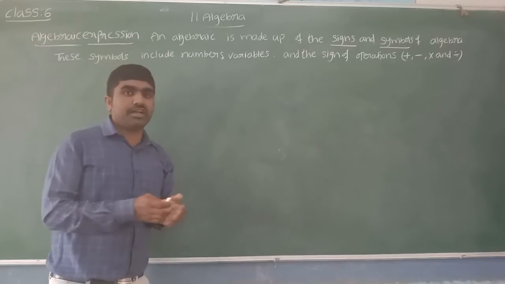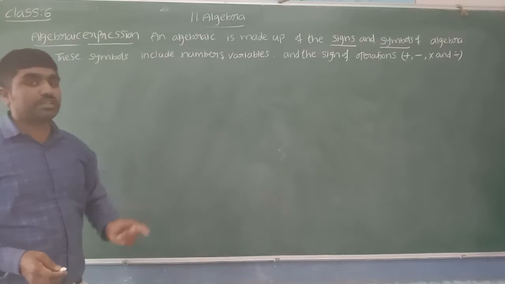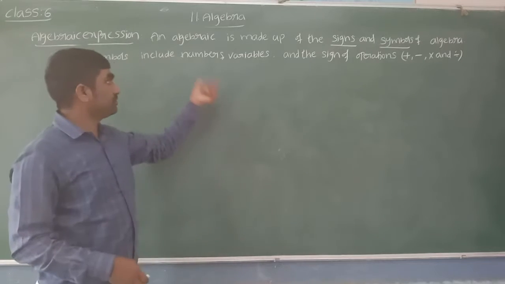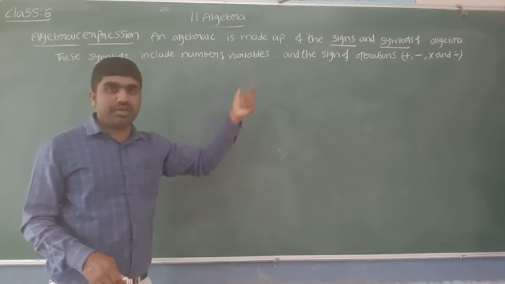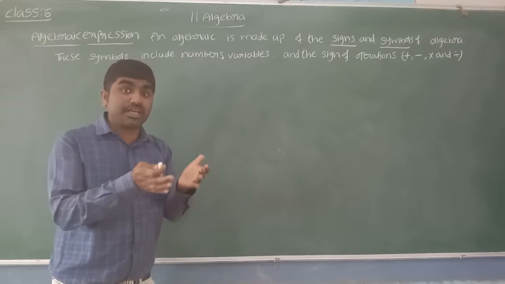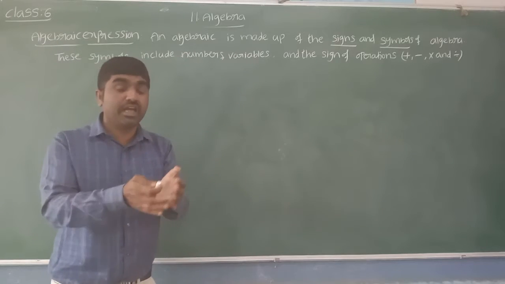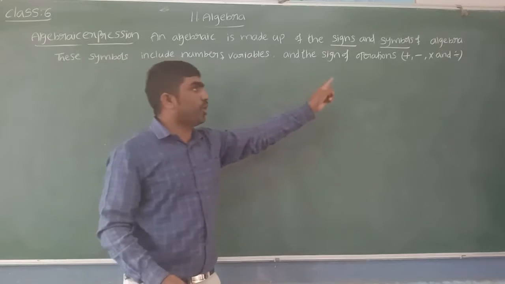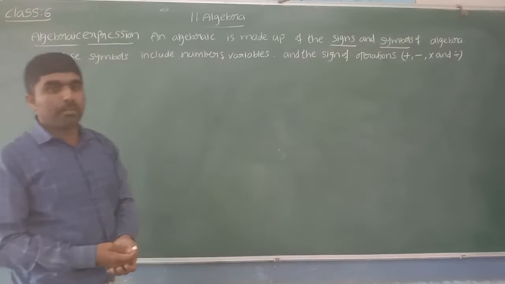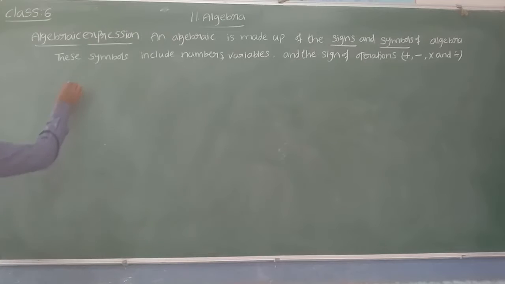So simply we can say that an algebraic expression is a collection of constants and variables. I mean it is a collection of numbers and alphabets, and this collection is formed by the operations plus, minus, into, division. Let us see some examples.